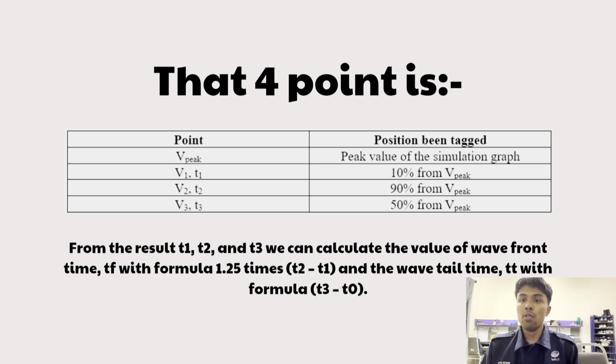After we get V1, V2 and V3, we will also obtain T1, T2 and T3 in the result. With the results T1, T2 and T3, we can calculate the value of the wavefront time, that is TF, with the formula 1.25 multiplied by T2 minus T1. And for the second one, we can get the wave tail time TT with the formula T3 minus T0. The T0 is 0 value.